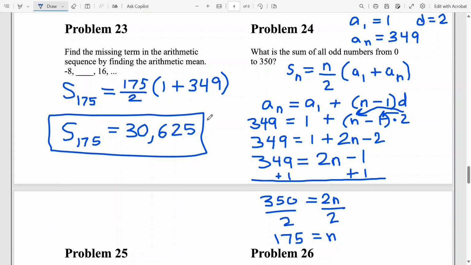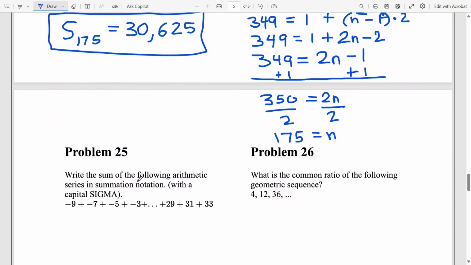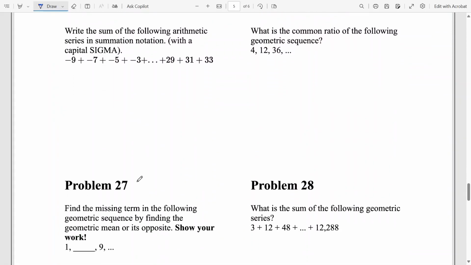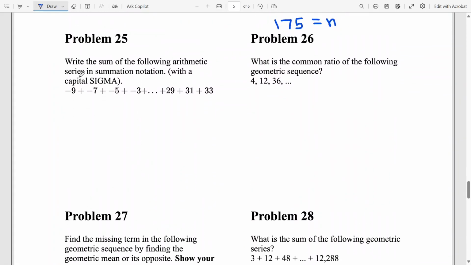All right, let's keep going. Go down to problem 25. Write the sum of the following arithmetic series in sigma notation with a capital sigma. All right, so we got to figure out the number of terms here.